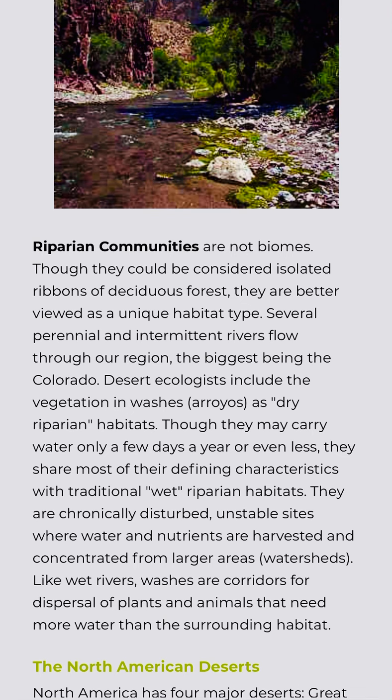They are chronically disturbed, unstable sites where water and nutrients are harvested and concentrated from larger areas. Like wet rivers, washes are corridors for dispersal.